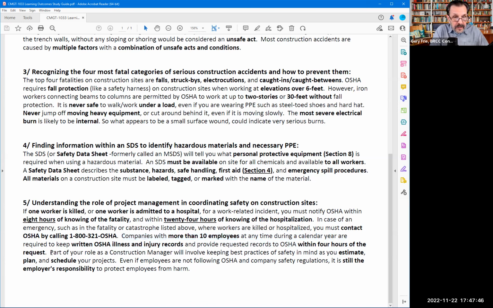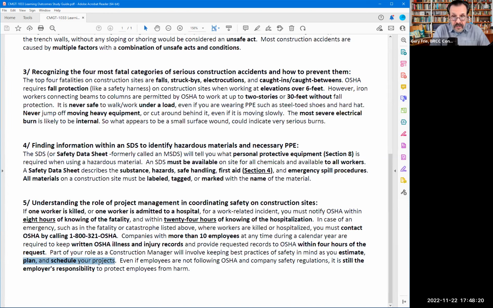The next statement here, we're coming near the end here. Part of your role as a construction manager will involve keeping best practices of safety in mind as you estimate, as you plan, and as you schedule your projects. So remember, in construction management, that's what we do. You've got to bid a job, you've got to then do some planning. They kind of go together there, but planning is often done in great detail after you've won the award of the job. And then you've got planning and scheduling.